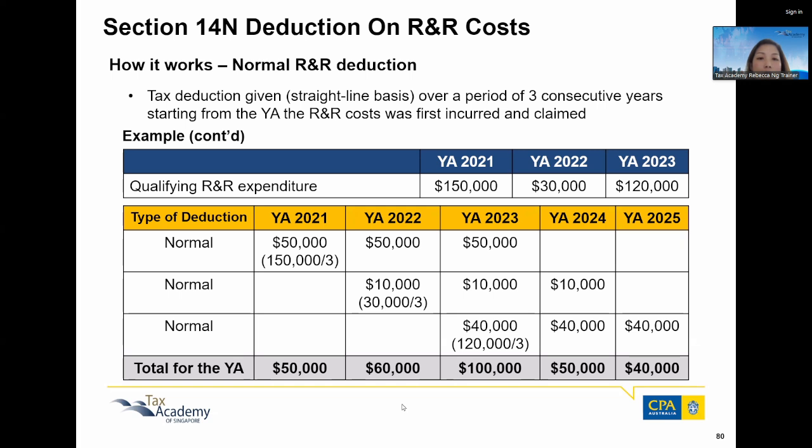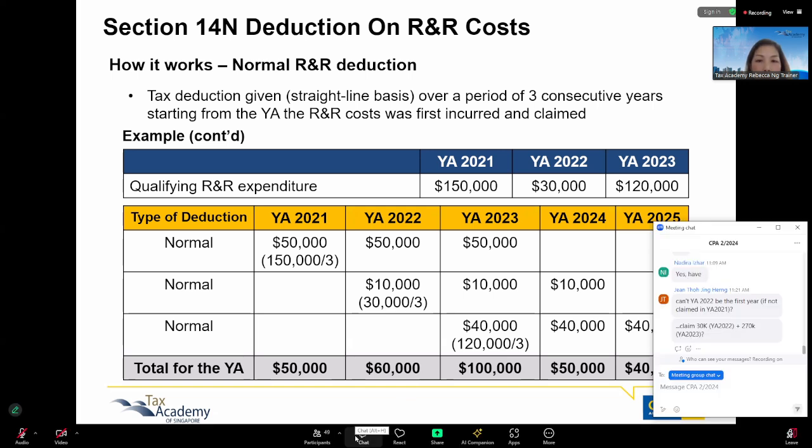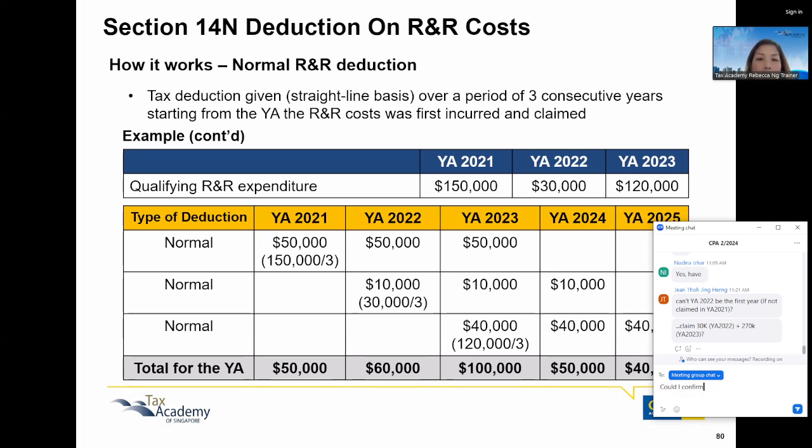So I incur the cost in YA 2022, I start claiming in YA 2022, then I claim in YA 2023 and YA 2024. And then in YA 2023, the qualifying amount that I can claim is 120,000, because there's a cap of 300,000. So this 120,000 I divide over 3 years, which will be 40,000, 40,000, 40,000. All these are normal deductions, that's why it's over a period of 3 years.